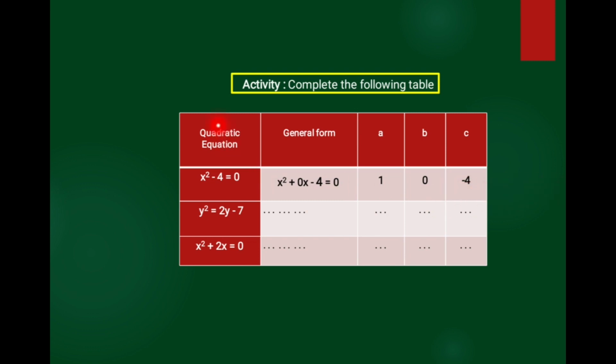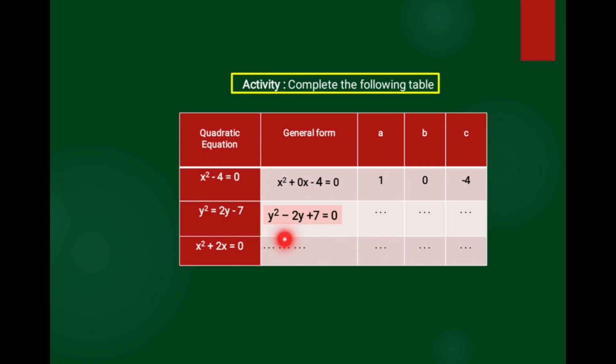So see the second quadratic equation, y square equals to 2y minus 7. Here we have to shift this 2y and minus 7 to the left hand side for its general form. So we write 2y and minus 7 on the left hand side, and we change its sign. So y square, after transferring 2y to the left hand side, we get minus 2y. After transferring minus 7 to the left hand side we get plus 7 equals to 0. So this is the general form of this given quadratic equation.